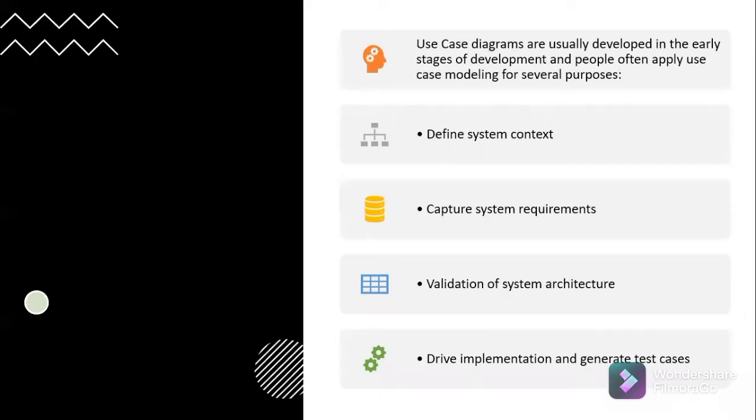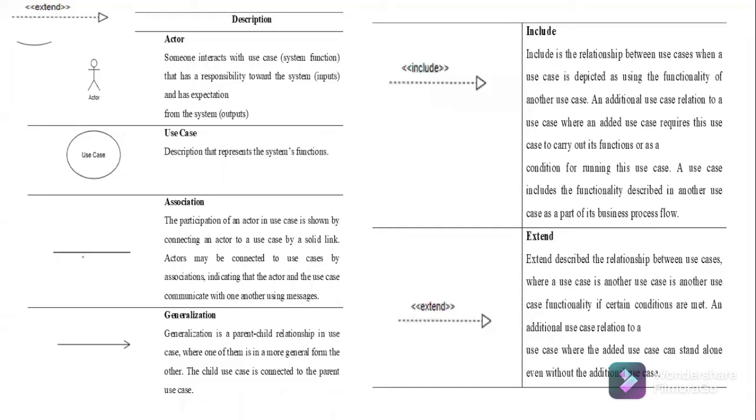Use case diagrams are usually developed in the early stage of development, and people often apply use case modeling for several purposes. First, define system context. Second, capture system requirements. Third, validation of system architecture. Fourth, drive implementation and generate test cases. The symbols and descriptions are: first is actor, use case, association, generalization, include, and the last extend.